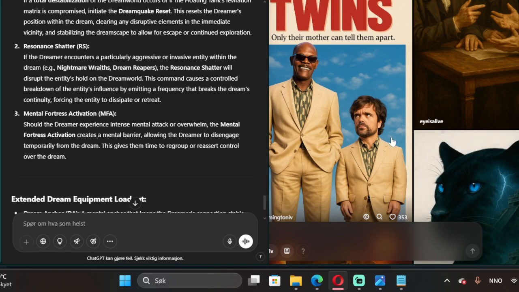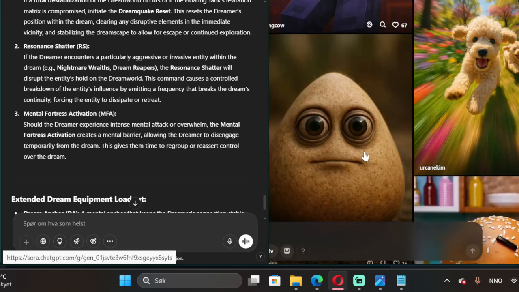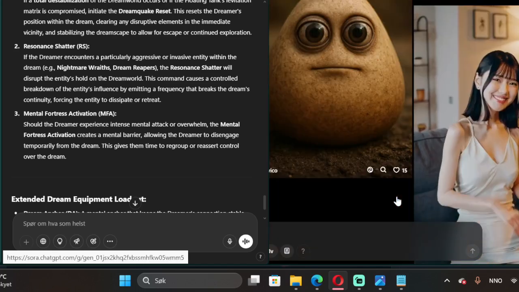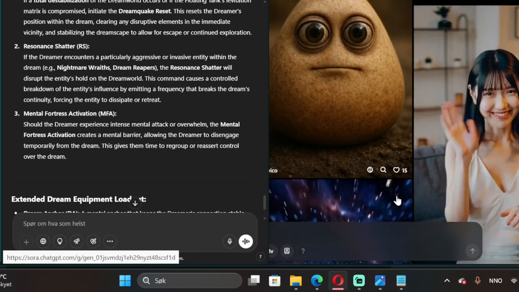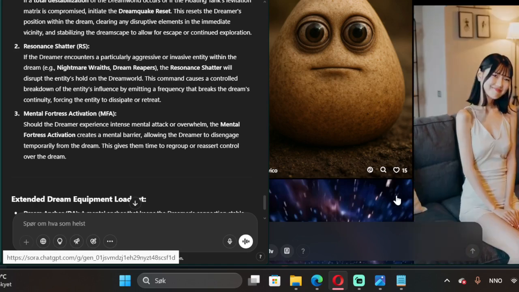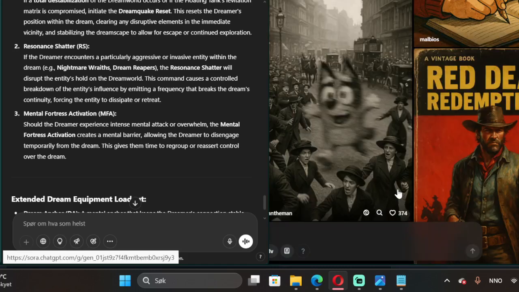2. Resonance shatter, RS. If the dreamer encounters a particularly aggressive or invasive entity within the dream, e.g., nightmare wraiths, dream reapers, the resonance shatter will disrupt the entity's hold on the dream world. This command causes a controlled breakdown of the entity's influence by emitting a frequency that breaks the dream's continuity, forcing the entity to dissipate or retreat.